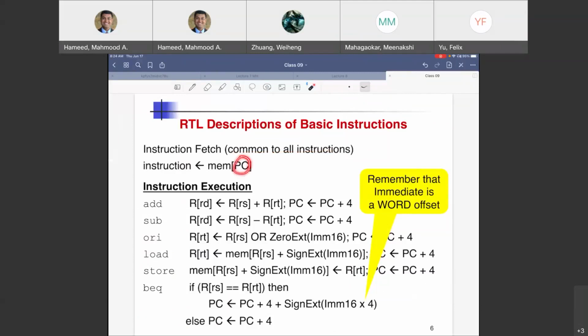So you have the PC. The PC contains the address of the next instruction. So look in the memory for that address, the contents of the PC. You're going to find the next instruction over there and then load it into the instruction register. So that's going to be your memory read.